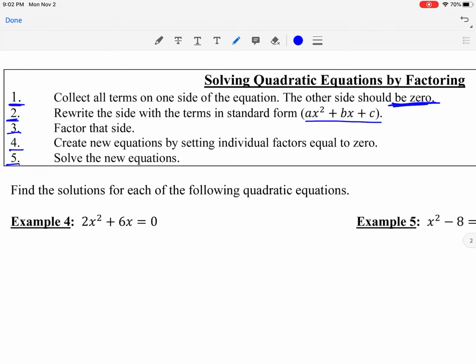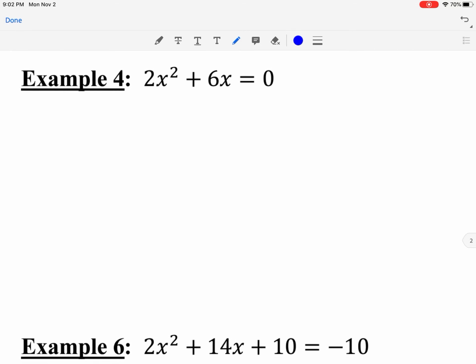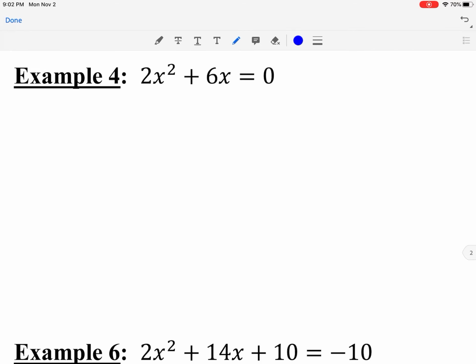So let's make sure on step 1 that everything's equal to 0 first. Step 2, that it's written in the right order, and then we can go from there. So example 4, step 1, it's equal to 0, check. Step 2, it's all in the right order. So we are ready to go, just like we were before.